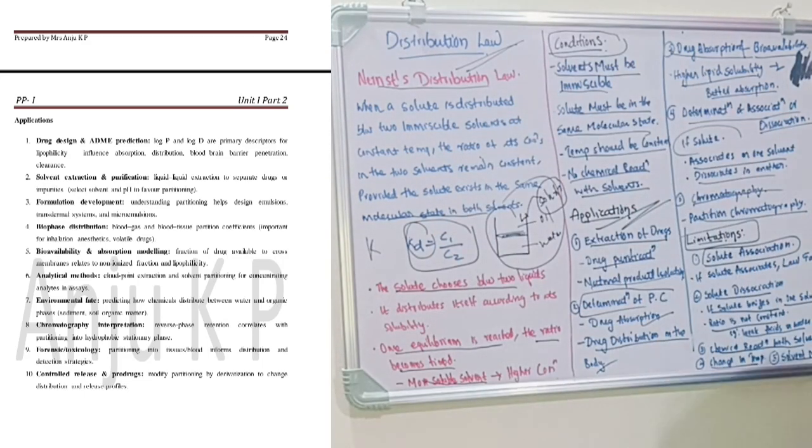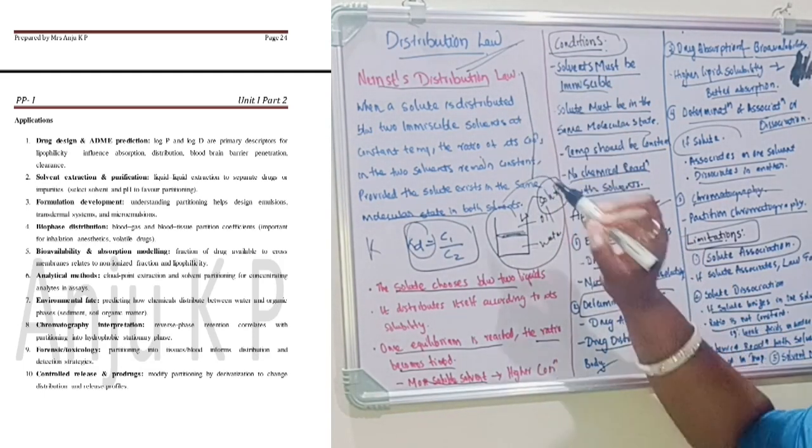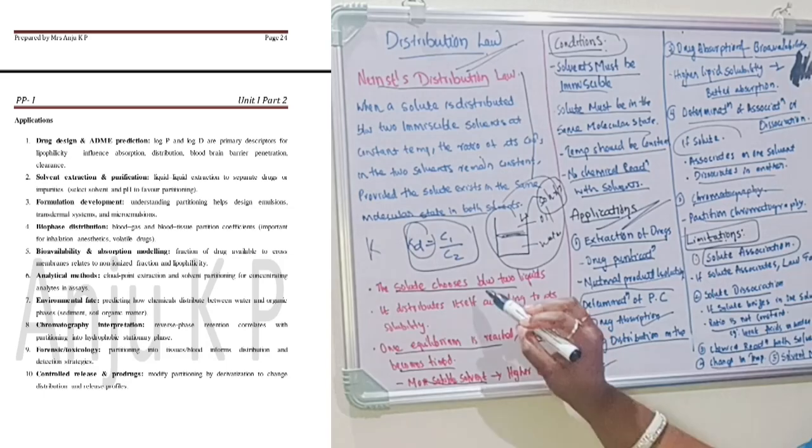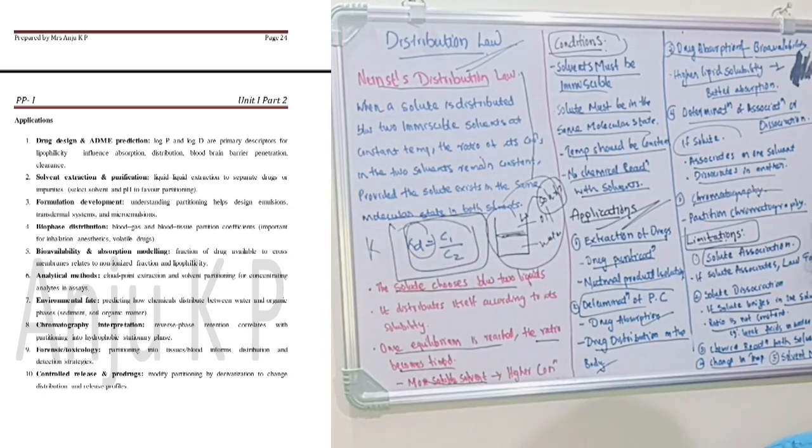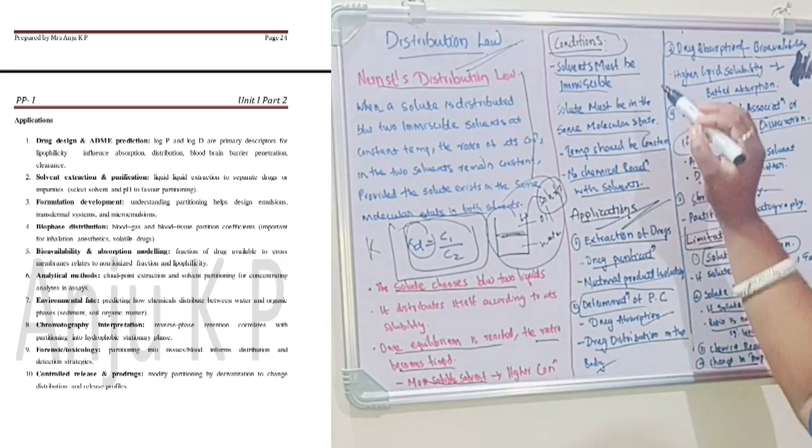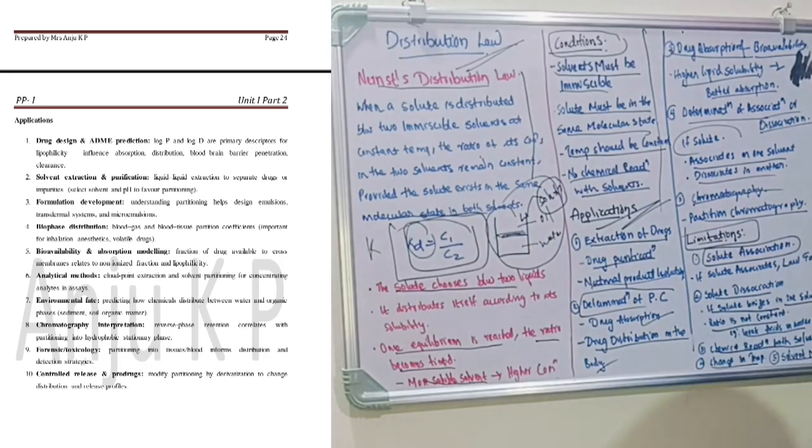So I hope you understood. This will come for the 5 marks category as well as the 2 marks category. You have to give what is distribution law, and you have to give the formula for how to calculate it. Then you have to write the conditions and applications along with the limitations, which will give you the 5 marks.